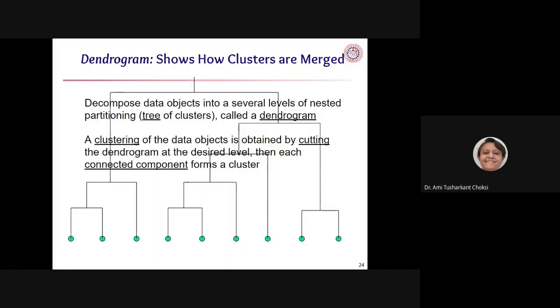Dendrogram shows how clusters are merged. So decompose data objects into several levels of nested partitioning, that is, a tree of clusters, and that is called the dendrogram. Dendrogram is drawn this way. A clustering of the objects is obtained by cutting the dendrogram at the desired level, then each connected component forms a cluster, right? First of all, we consider, say, 2 nodes.